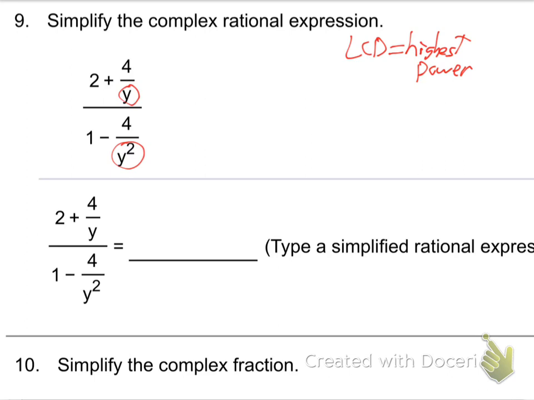It's the highest. So that means it's y squared, y squared, y squared, y squared. All of them. Common denominator is always the opposite of factoring. Okay. And you take it from there, cross cancel, and bring down whatever's left over.